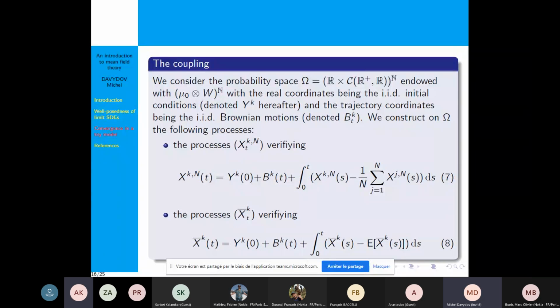Yep. Another question. What is the range of K here? K goes from 1 to n.